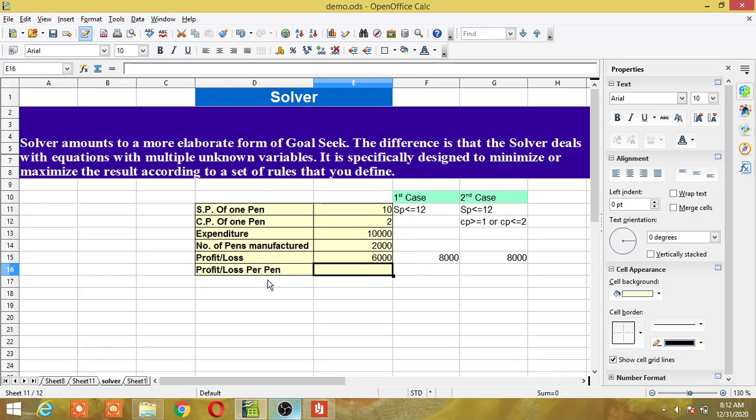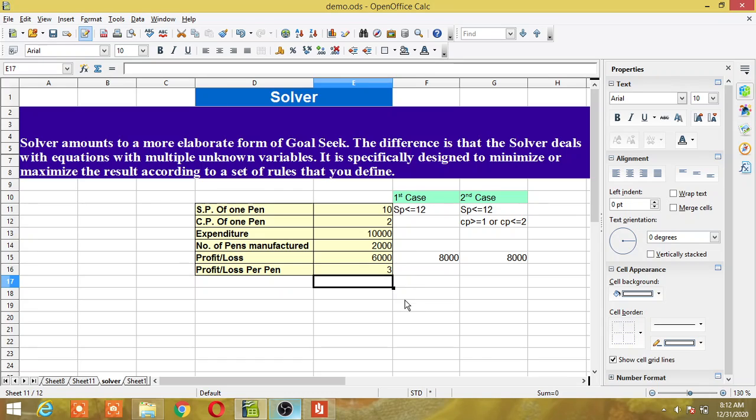Now what will be the profit or loss per pen? So that will be equal to whatever the profit and loss is, divided by whatever the quantity is. So this will give us the profit and loss for one pen. So that is 3 rupees.